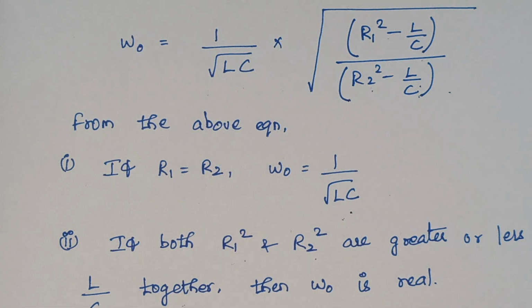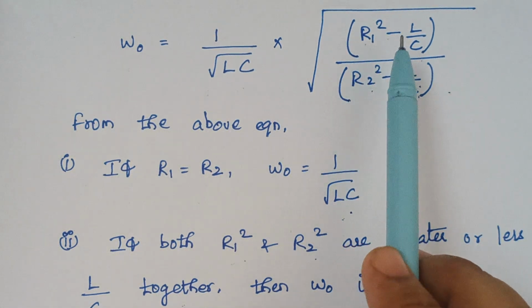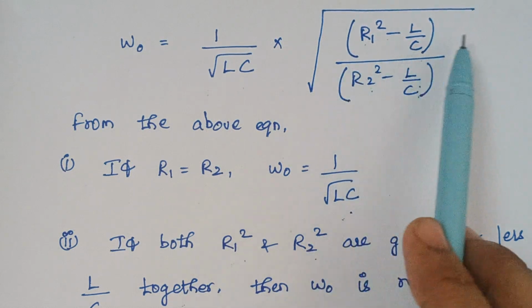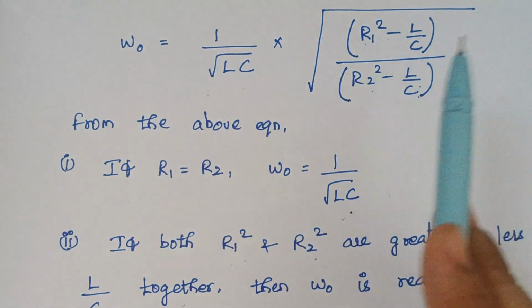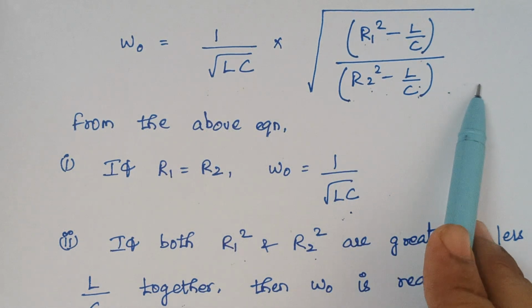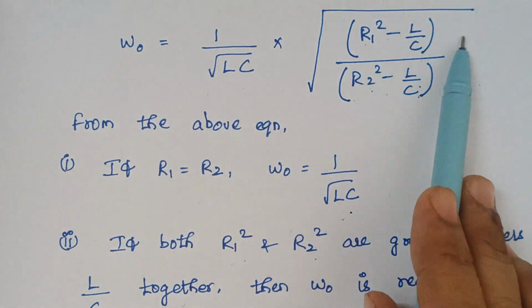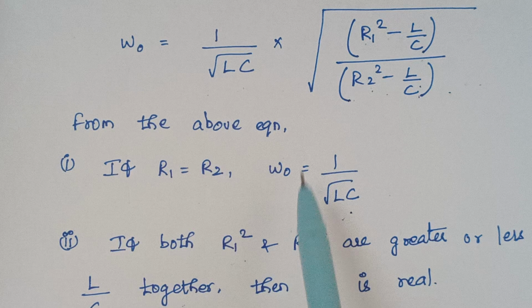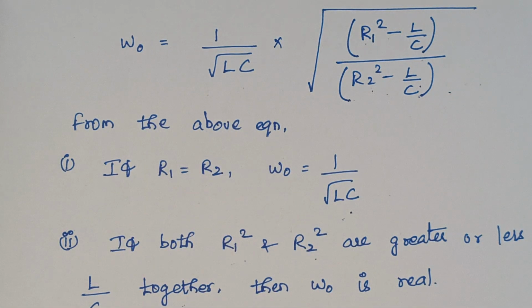In the same way, when the value of R1 is less than L by C, what happens? Here the answer of this expression will have a minus sign. Similarly, when R2 is less than L by C, again this will produce a minus sign. So again this minus and minus will cancel out each other, and finally the value of omega naught is again a real number. Am I making it clear?